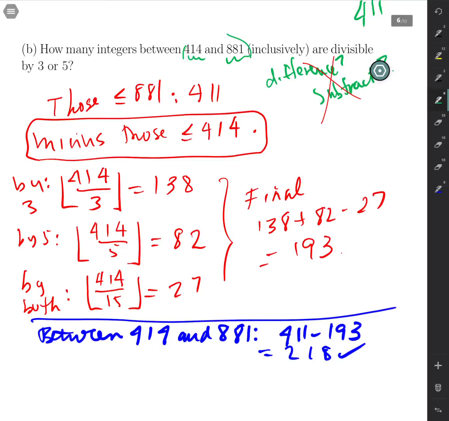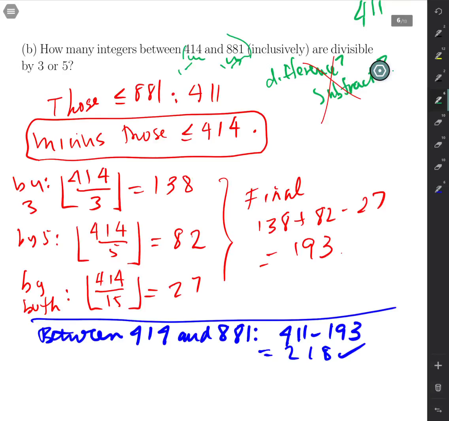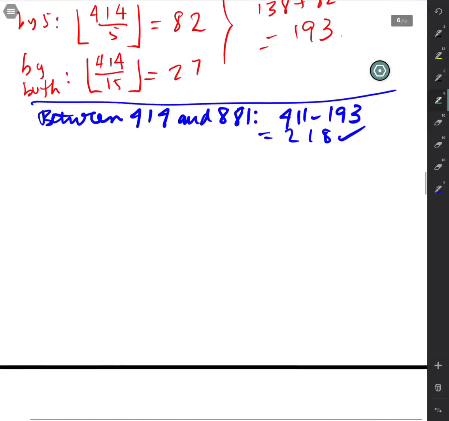In the last video, we counted how many integers there were between 414 and 881 inclusively divisible by 3 or 5. And I wanted to just show you one other perspective on it, just one little piece of it. So we did the whole problem, how many from 1 to 881 are divisible, and how many from 1 to 414 are divisible by 3 or 5. But we could have done it individually for 3 and 5 and 15 as follows. So let me just write it down here.